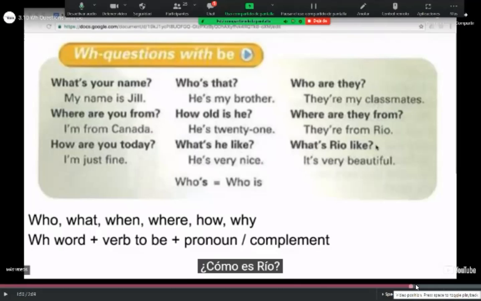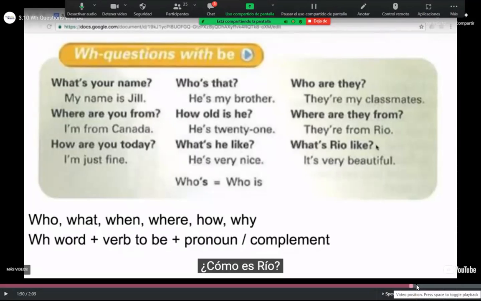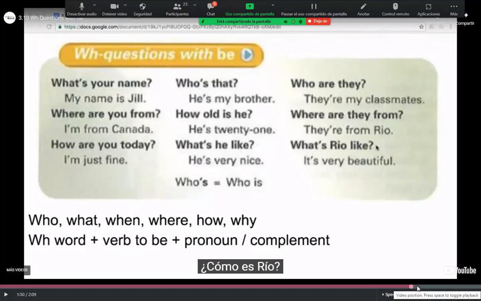What's your name? Repeat, what's your name? What's your name? Natural, natural. What's your name? The answer is, my name is what? My name is Jill, my name is Robert, etc. Right? My name is René. My name is you. Correct, correct.